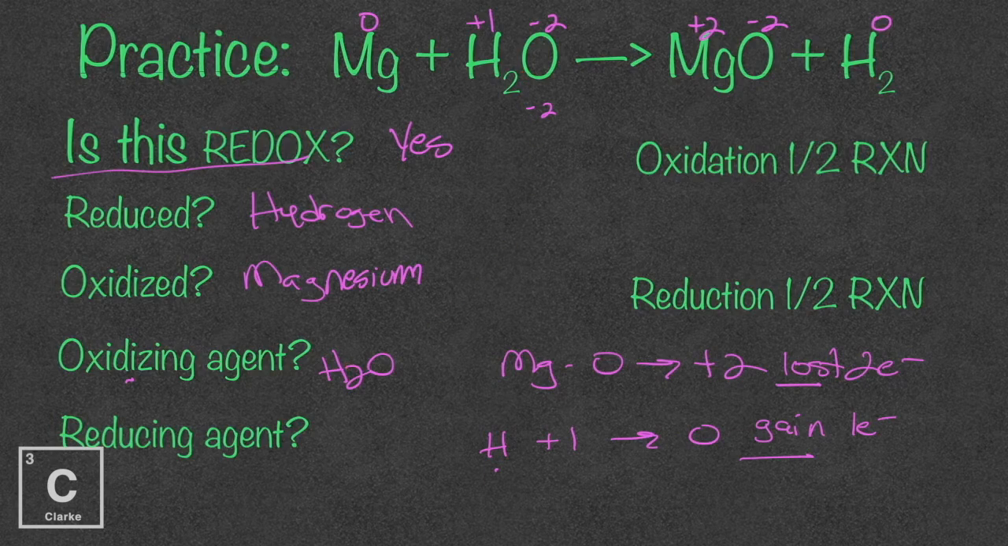Let's do the same thing for the reducing agent. Magnesium is being oxidized because it's lost, magnesium. We find it in the reactant. That's the reducing agent. It's just the opposite, right?